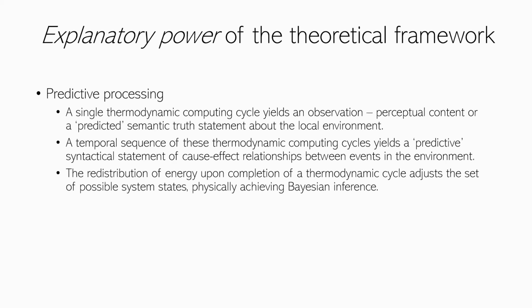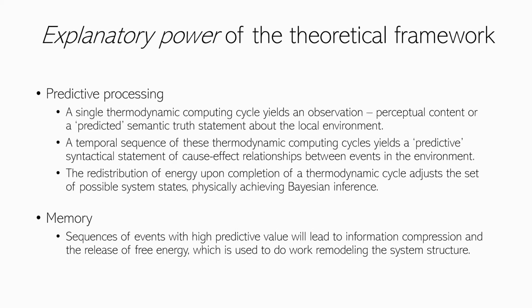And the redistribution of energy that happens upon completion of a thermodynamic cycle adjusts the set of possible system states, physically achieving Bayesian inference. And so the way that we move from a prior probability density to a posterior probability density is by a redistribution of the Hamiltonian. And we can also accommodate memory within this theoretical framework.